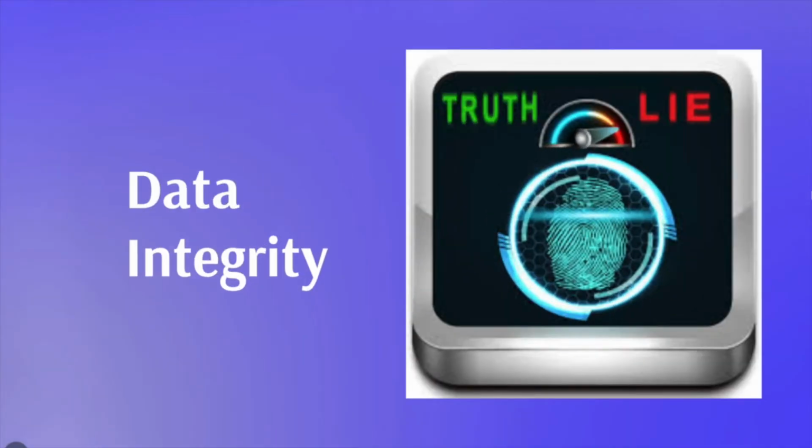The seventh term is data integrity, which is the overall completeness, accuracy, and consistency of data. Integrity is necessary when sending data over a network because it's important to both the sender and the receiver that the data that's being sent is error-free. Error checking and correction protocols will help to ensure that data has integrity.